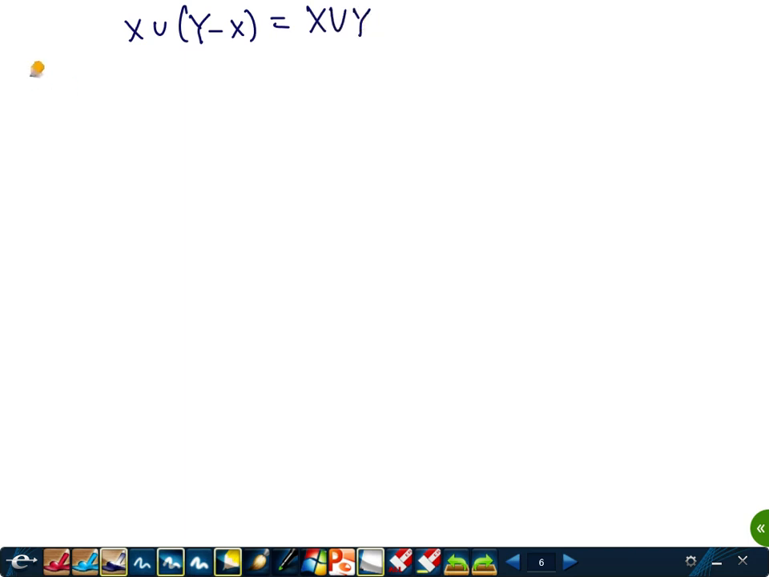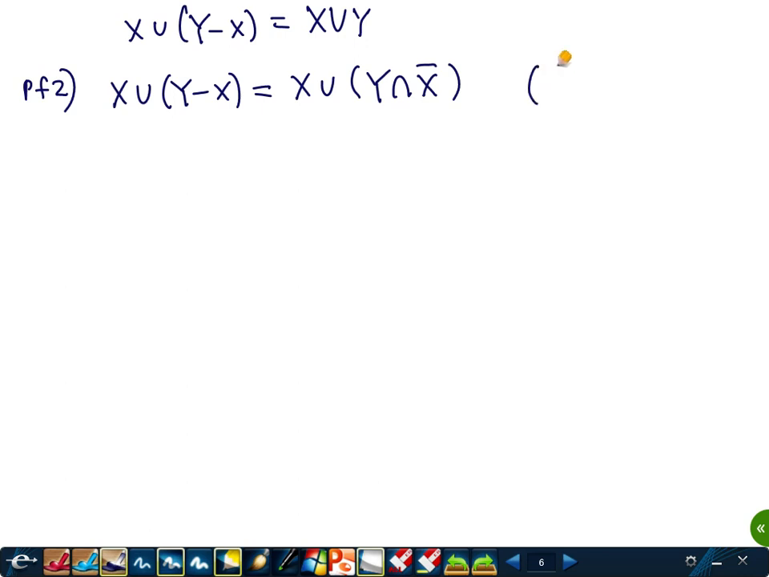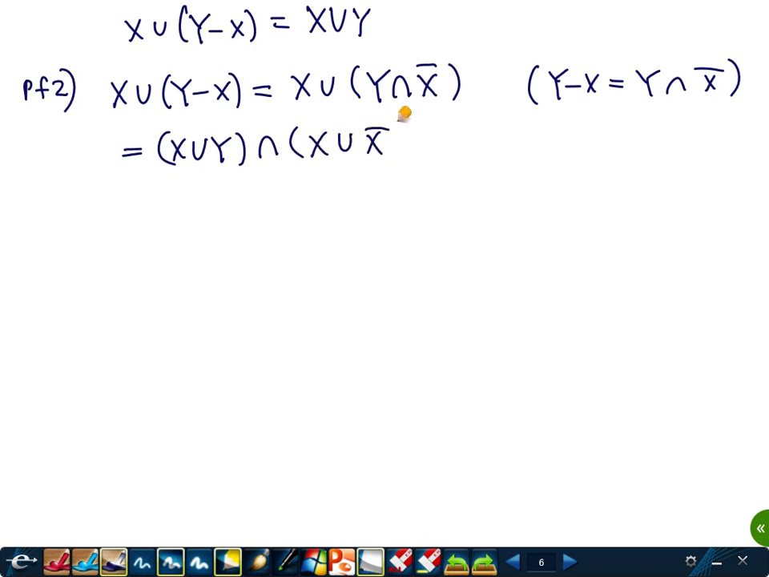X union Y. So, second proof. We can use existing theorems. So X union Y minus X. We know that this difference of two sets can be written in this way: Y intersect X complement. We used this fact, right? And here we can use the distributive law: X union Y intersect X union X bar. Here we use the distributive law.